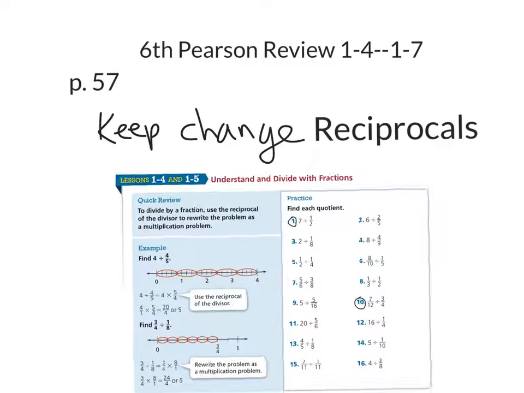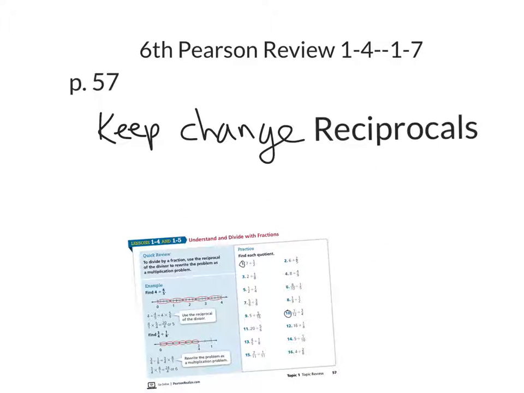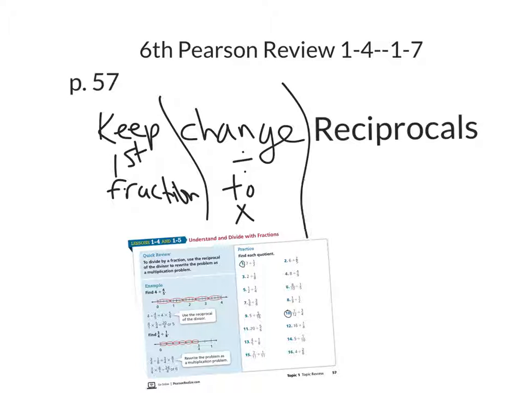So keep, change, reciprocal. What that means is we keep our first fraction. First fraction stays the same. And then we're going to change the division to multiplication. And then we're going to do reciprocal of the second fraction. Again, reciprocal of the second fraction. Basically, you might think of it as flipping the fraction. The numerator and denominator switch spots.